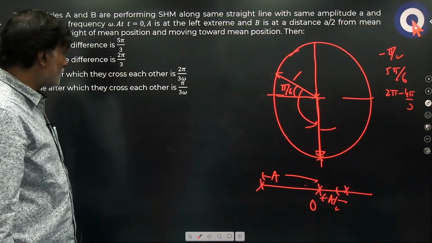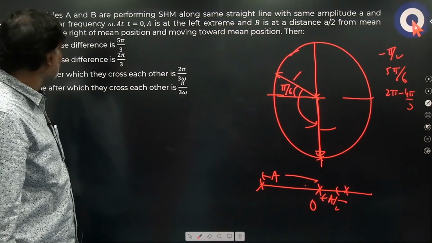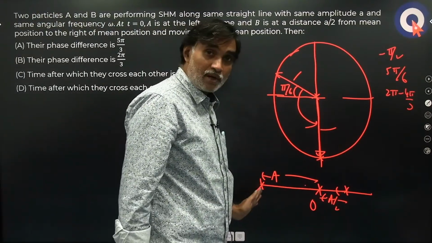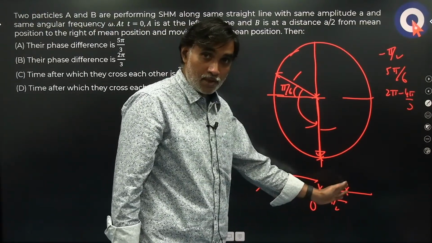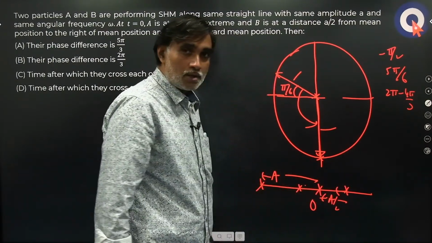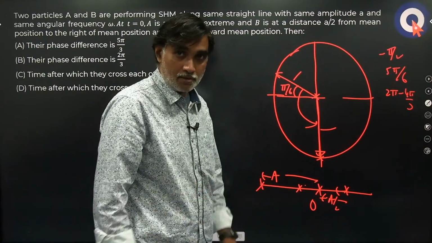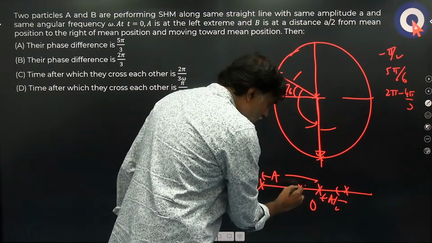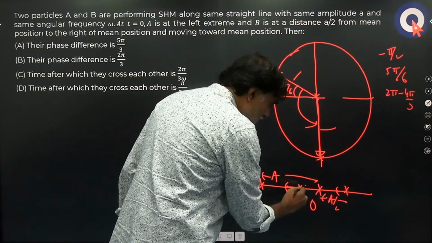So this is the answer. Next, time after which they cross each other. Now when they cross each other, because one is starting from the left extreme position and the other is starting from the midpoint, they will meet somewhere here. Meeting means both of them should come to the same position, but their phase need not be the same. But this particle will be crossing this point towards left and this particle will be crossing this point towards right.